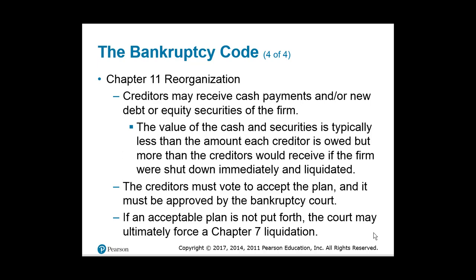So the creditors are going to receive some cash payments, or they might even just get some equity in the company. Now, the creditors obviously have to vote for this plan, and it obviously has to be approved by the court. And if an acceptable plan is not put forth, the court may ultimately just force the company into Chapter 7 liquidation. So you either come up with a good plan, or in the end, you're just going to have to go through bankruptcy liquidation.